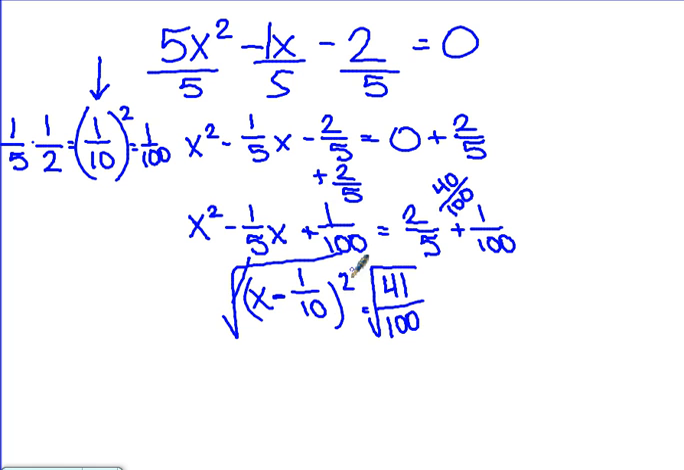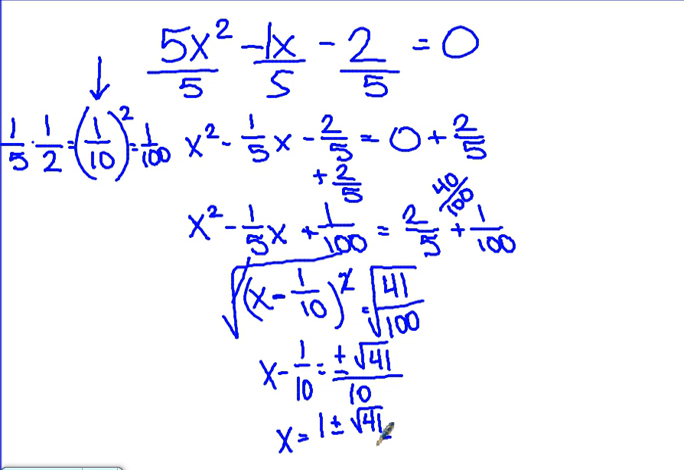All right, again, to get that x term by itself, we take the square root of both sides. This square root cancels out the square, and I'm left with x minus 1/10 equals plus or minus. Square root of 41 cannot be simplified, but the square root of 100 is 10. And then to get x by itself, we add that 1/10 over to the other side. So I have 1 plus or minus the square root of 41 all over 10. And that is my final solution.